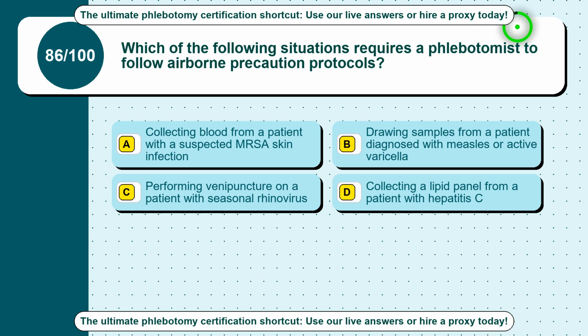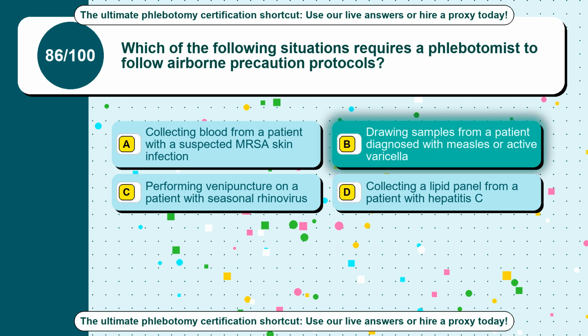Question 86. Which of the following situations requires a phlebotomist to follow airborne precaution protocols? Option A, collecting blood from a patient with a suspected MRSA skin infection. Option B, drawing samples from a patient diagnosed with measles or active varicella. Option C, performing venipuncture on a patient with seasonal rhinovirus. Option D, collecting a lipid panel from a patient with hepatitis C.